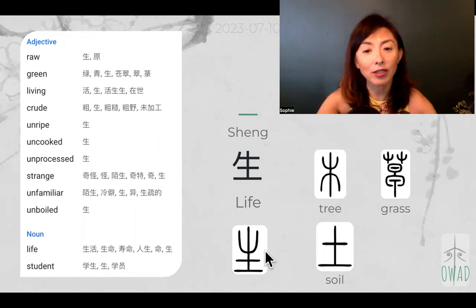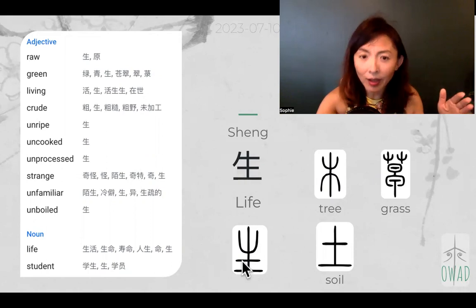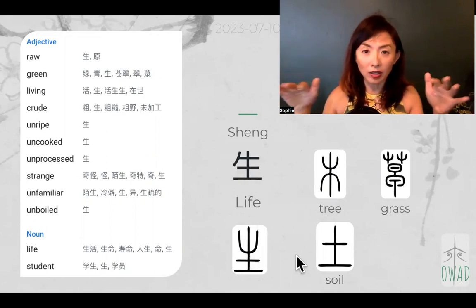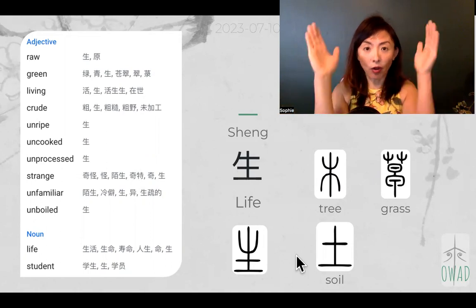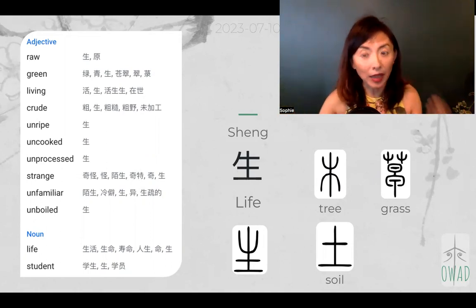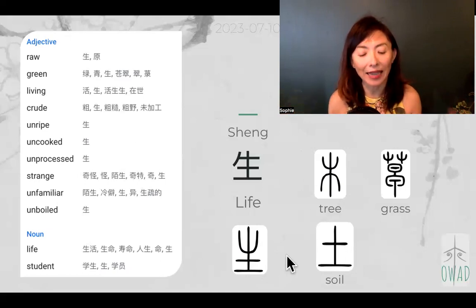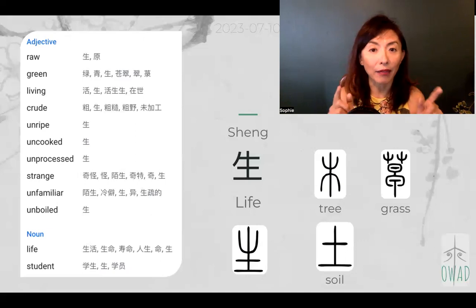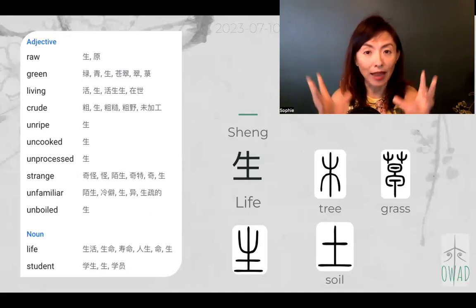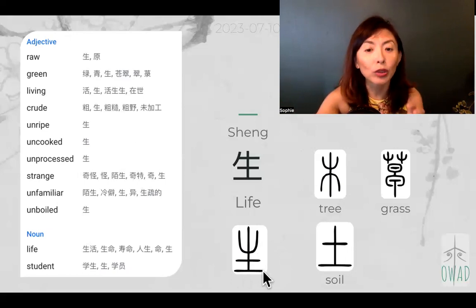Now, look at the ancient rendering of life. There is no slanted line over there, but the top horizontal line, instead of flat, is curving upward. Now that makes more sense, because when we look at the soil character with this plant symbol, it makes perfect sense how the Chinese character for life was defined. It's simply a plant growing. It's still rooted over there.